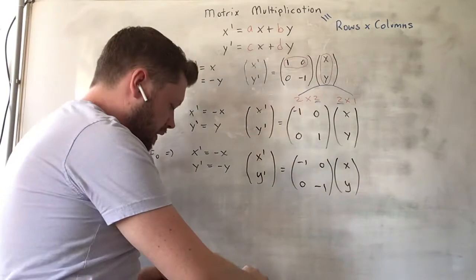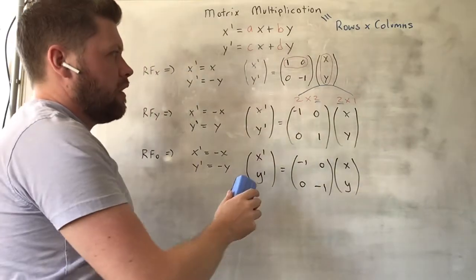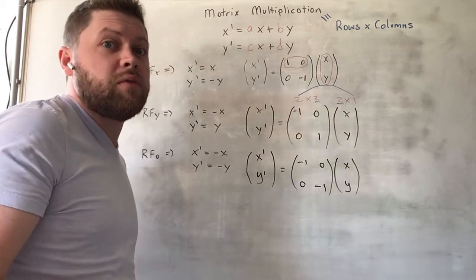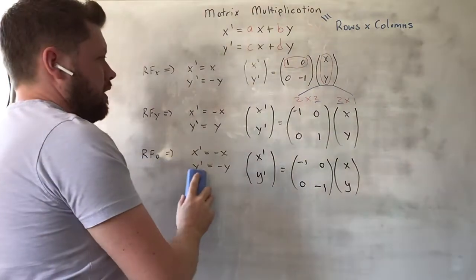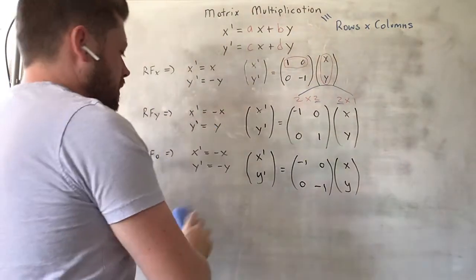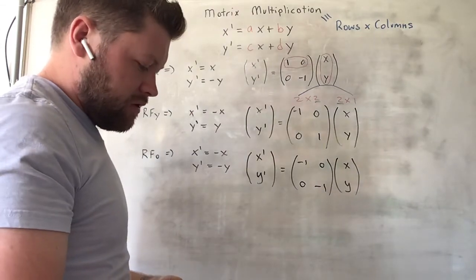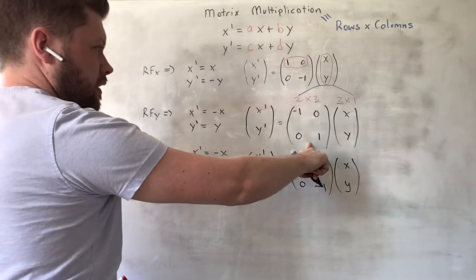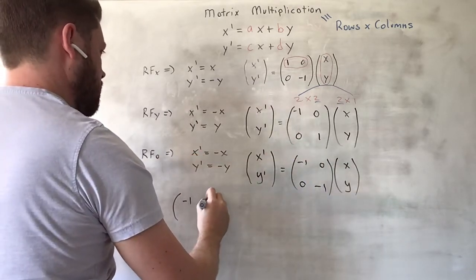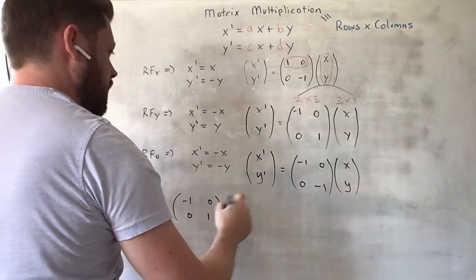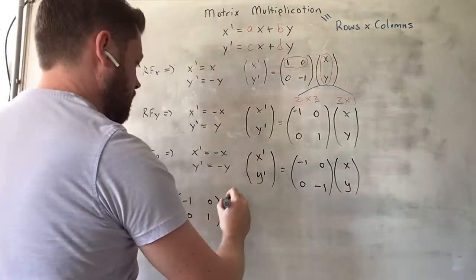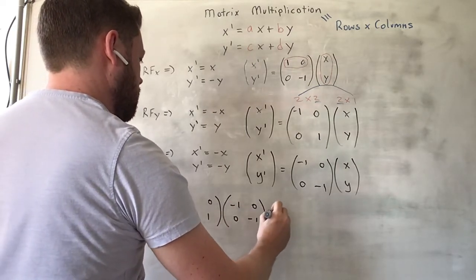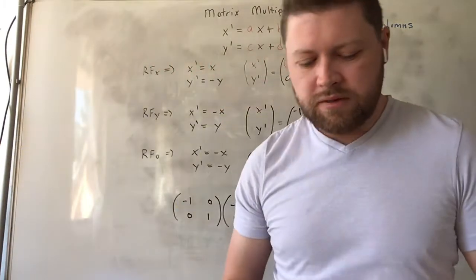Okay, but the question remains, how do you do more general matrix multiplication? Let's say you have a 2 by 2 matrix times a 2 by 2 matrix. Let's do that here. So I'm going to take this matrix here, minus 1, 0, 0, 1, and I'm going to multiply it by this one here, minus 1, 0, 0, minus 1. And we're going to figure out what we get.